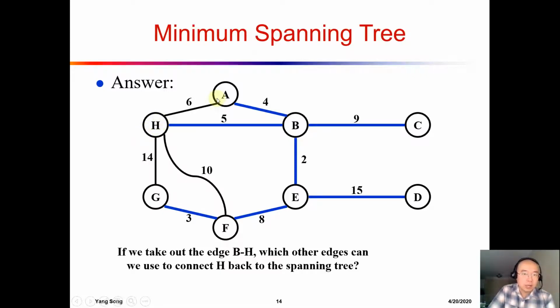So H connects to A. Connecting H to A, the cost is 6. So 6 is higher than 5, right? So in this case, if we don't want to use this one, we drop this line and use this line, and this is still a spanning tree, because we have all the nodes connected. We are reusing the edges from the graph. However, it is not an MST, because using this line with the weight of 5 will minimize the total weight of the MST, right? Okay, so this is the concept of the MST.